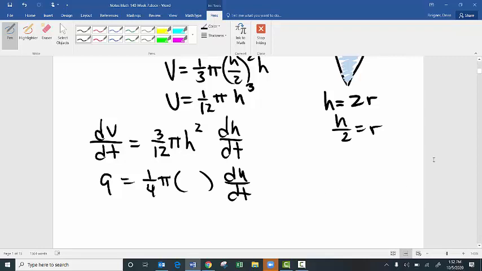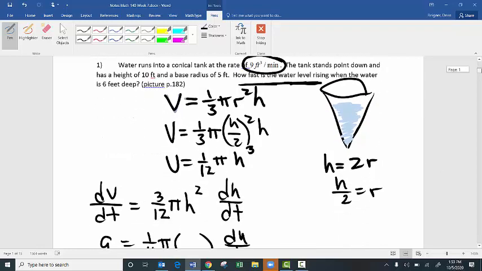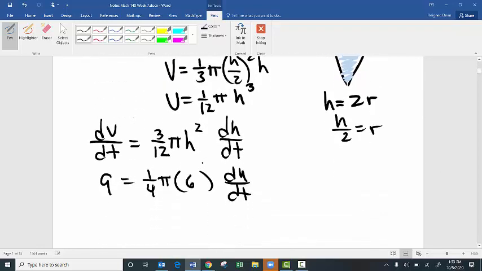This is how fast the height is changing. And then exactly at the minute that the height is, let's see, I think it says 6. Yeah, when it's 6 feet deep, right? So 6 squared. When the height is exactly 6, we want to figure out at what rate the height is changing. So then what you do is you just simplify. So this is 36 pi over 4, and then dh dt is the variable. So that's the rate in which the height is changing.